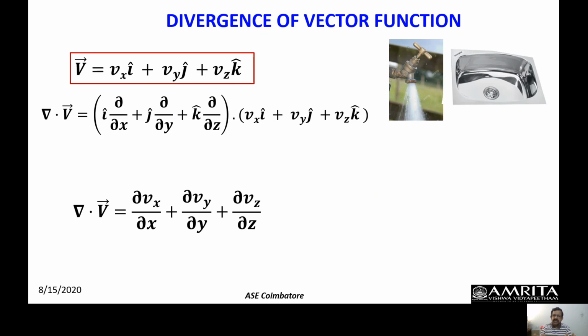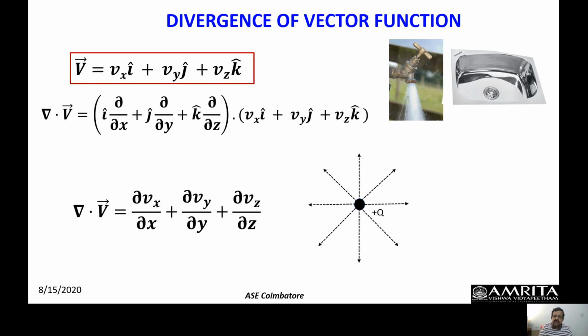Now, the sink, on the other hand, collects the water. Whenever all the water is getting collected and reaching a point, it is a point of negative divergence, which means heaping together. Okay, so this I will tell you. There is another example physically that we can see for the divergence.